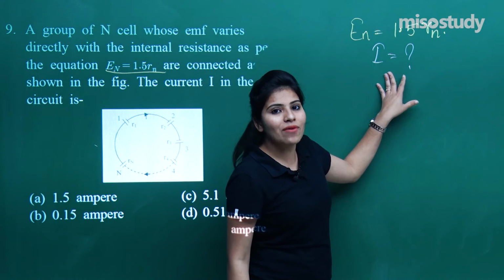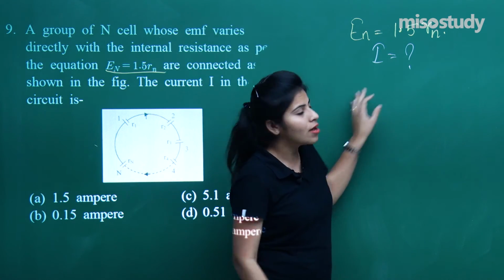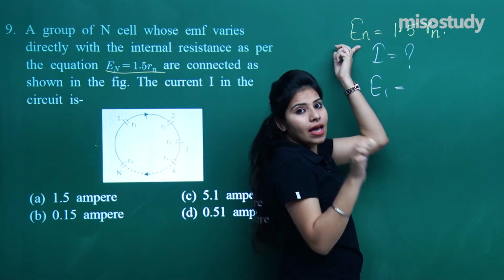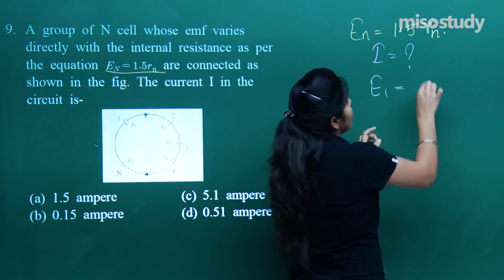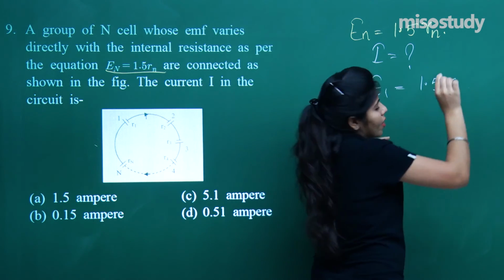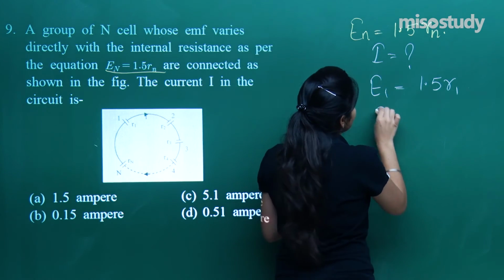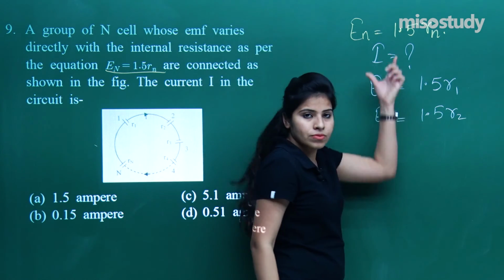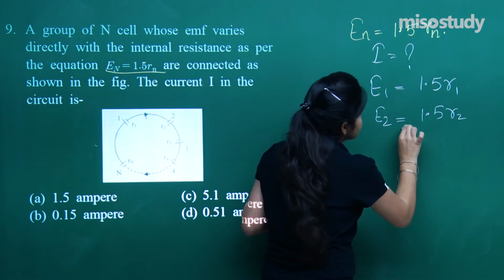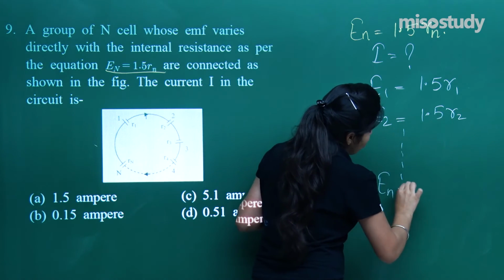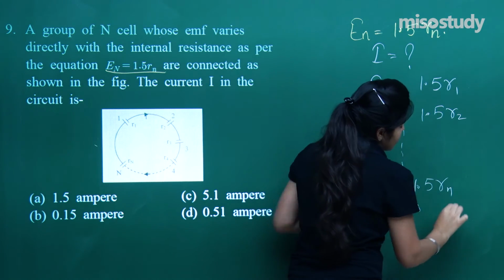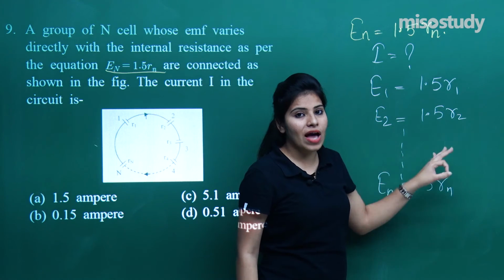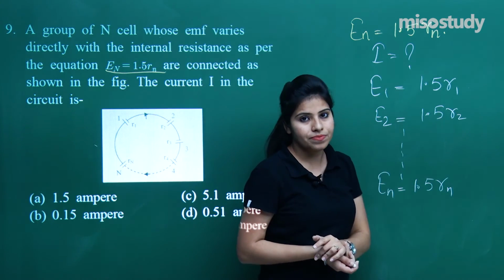So, because I have En equals 1.5 Rn, what will be E1? Put n as 1. So E1 will be 1.5 into R1, isn't it? What will be E2? E2 will be 1.5 into R2. Simple. Similarly, En is 1.5 into Rn. Right? Now I have my EMFs as E1, E2, E3 and so on.